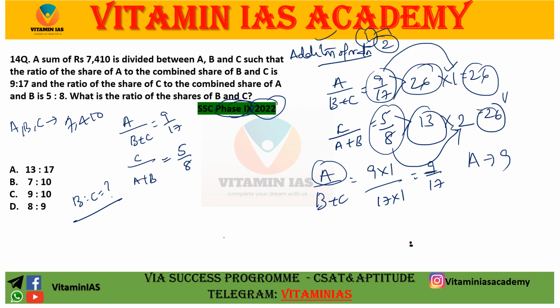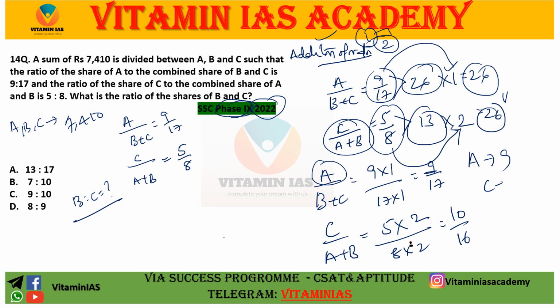And here C by A plus B. This ratio is multiplied by 2, then only you will get the answer. So C, how much? 5 into 2 by 8 into 2, which means 10 by 16. So the C value is 10. A value 9, C value 10.